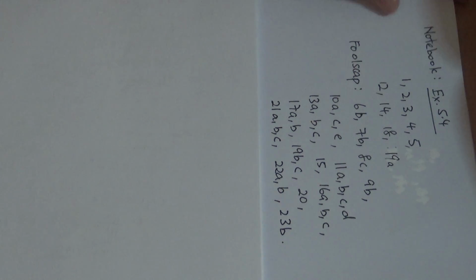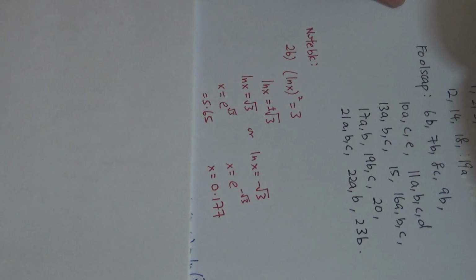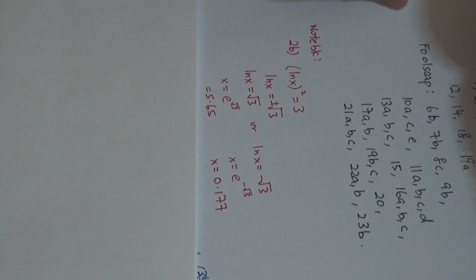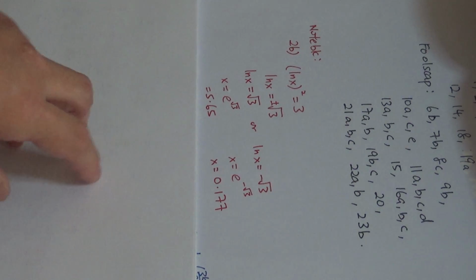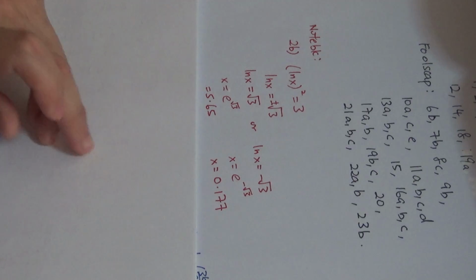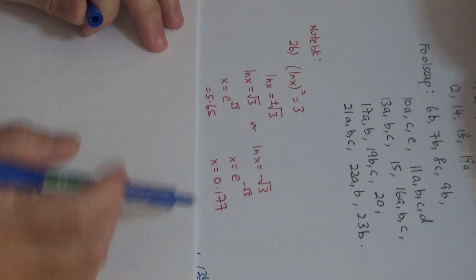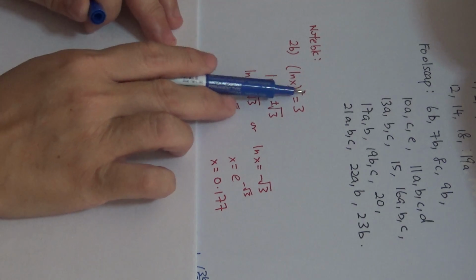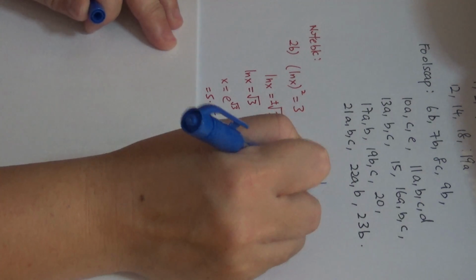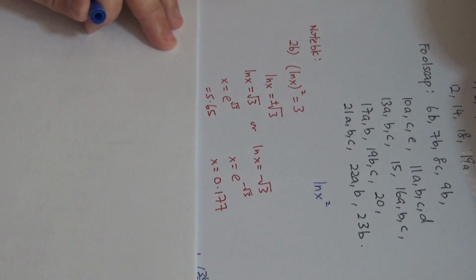Alright, for the notebook question, I will go through question 2b. Now, why did I choose this question? I want you to take note. This is ln x whole thing squared. It is not ln x squared.